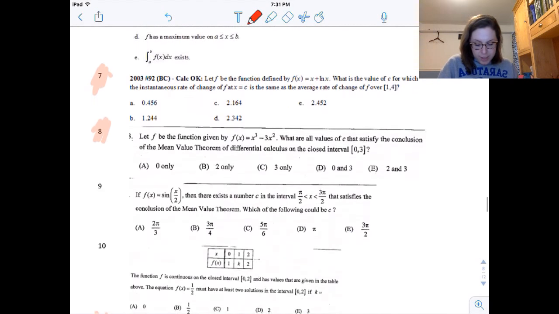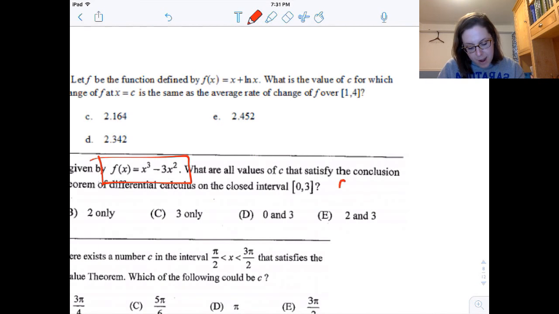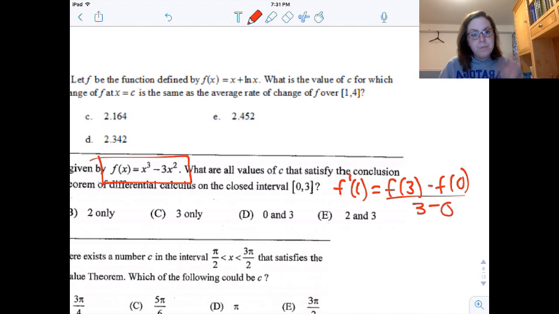Okay. We're not going to do all of these, but let's pick one more. Let's do 8. 7 and 8 are the same. 7 is just a calculator question. So 7 says, let F be the function. What are the values of C that satisfy the mean value theorem on the interval from 0 to 3? So I know it's continuous. I know it's differentiable. It's a polynomial. So what I know is that F prime of some value should equal F of 3 minus F of 0 over 3 minus 0. That's what MVT says.